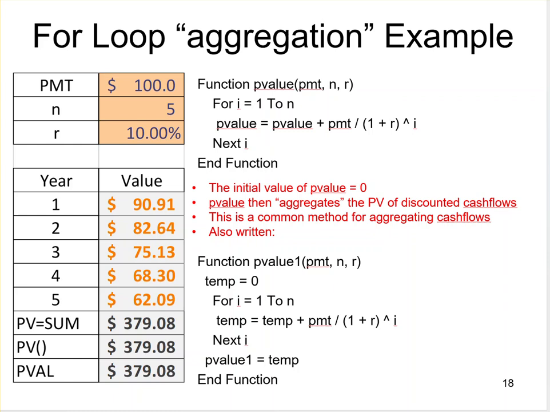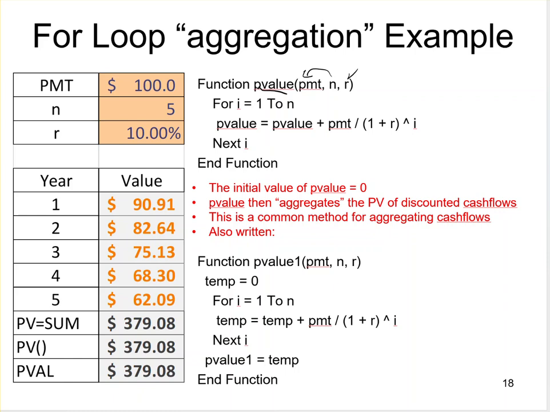So here's a program called PValue. That function PValue has 3 parameters: payment, n, and r. N is the number of payments, payment is the payment amount, say the dollar amount, and r is the interest rate. So what this program is going to do is calculate the present value of n payments discounted at rate r.